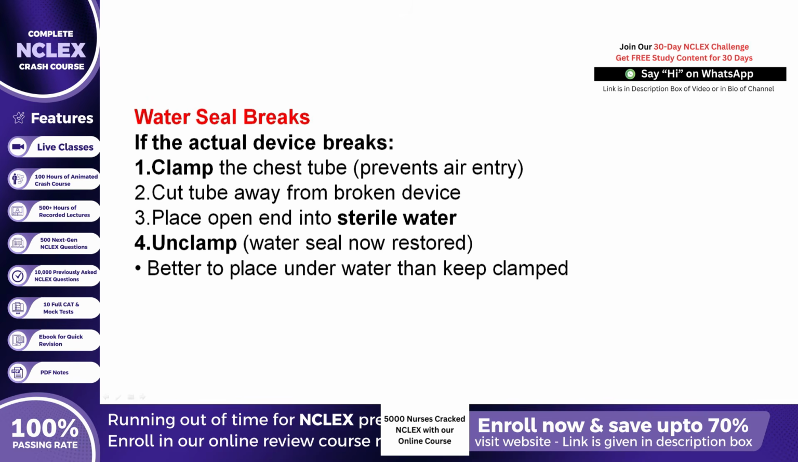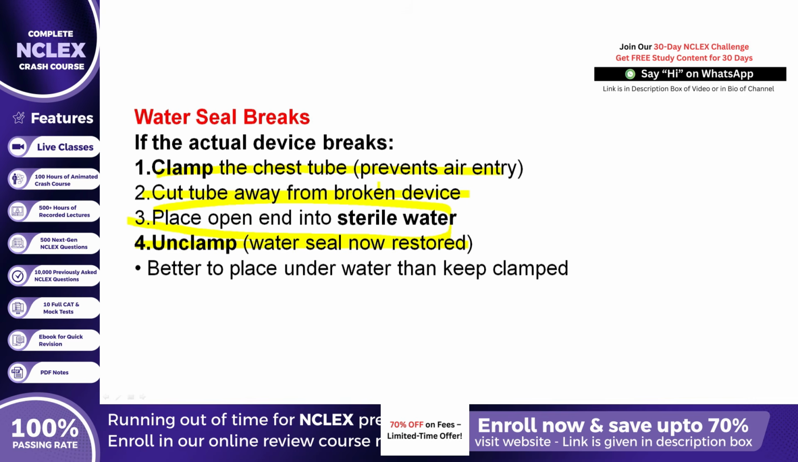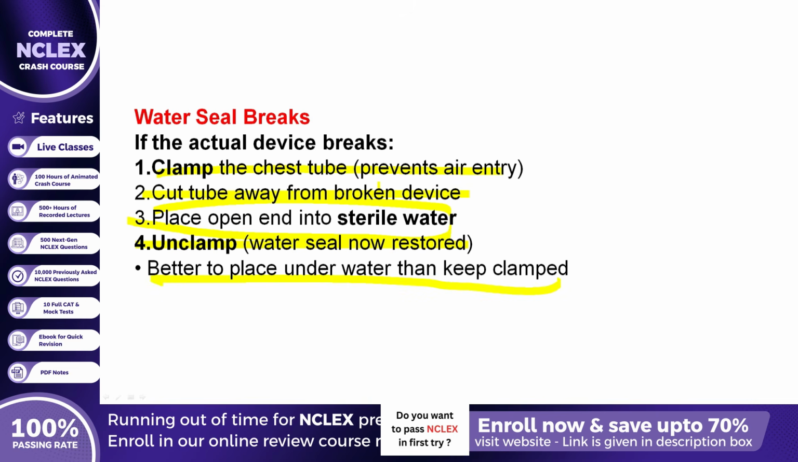Now, moving to the next slide, when the water seal actually breaks and the device itself is damaged, the first thing you should do is clamp the chest tube, which prevents air from entering. After clamping, you then cut the tube away from the broken device. Once that is done, you place the open end of the tube into sterile water. After that, you unclip or unclamp the tube because the water now restores the water seal. And the key point is that it is always better to place the tube underwater than to leave it clamped.